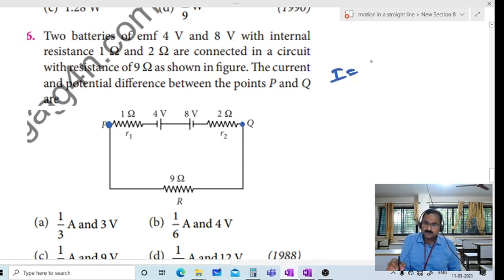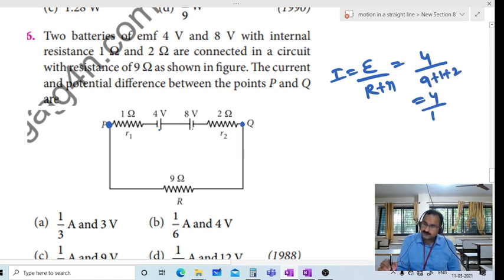So I is equal to E divided by R plus R, the net EMF. What is the net EMF? Both are in opposite directions, so it is nothing but 4 only. Divided by the total resistance: 1 plus 2 plus the internal resistances, 9 plus 1 plus 2. That is 4 by 12, that is 1 by 3 amperes.